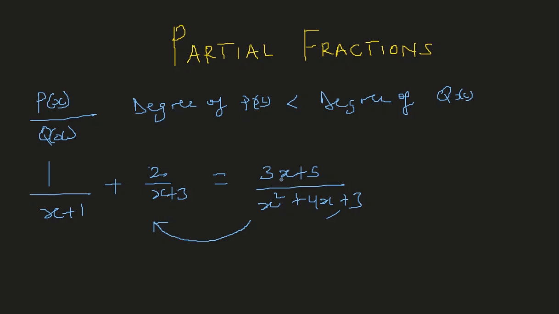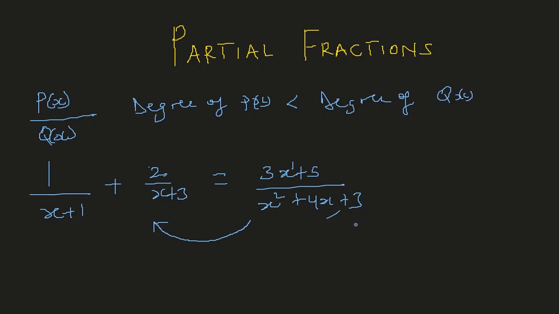We have the degree here being 1, because here the highest power of x is 1. And the degree of the denominator is 2. The highest power is 2. So in this case, this is called a proper fraction. So we can go and express or decompose this into its partial fractions.